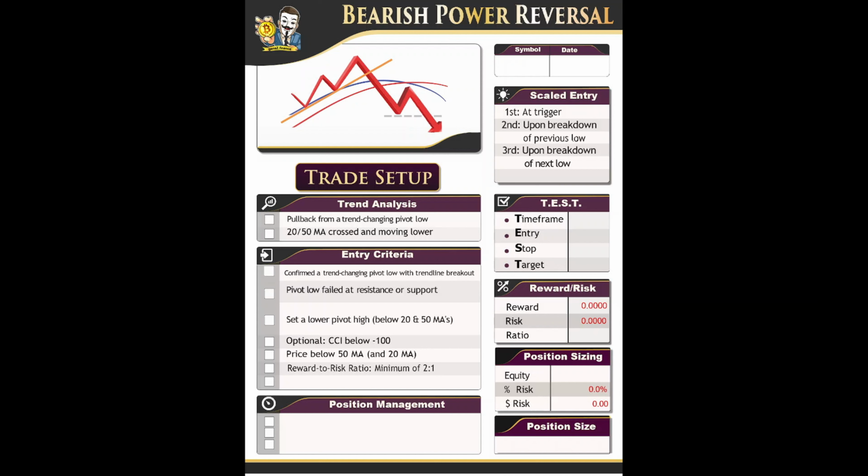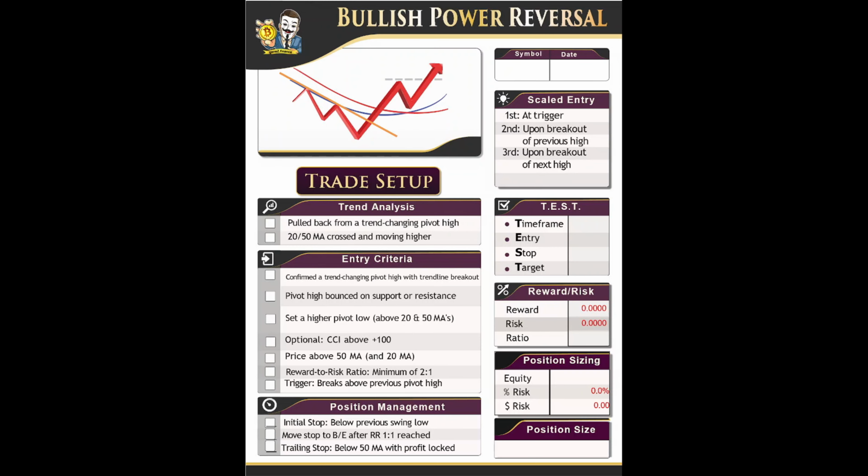We set our reward-to-risk ratio to a minimum of 2-to-1, and the trigger is when price breaks the previous pivot low. About position management, we put an initial stop above the previous swing high. We move the stop to break even after the RR ratio reaches 1-to-1, and we can put a trailing stop above the 50 MA with profit locked. We have the same setup for a bullish reversal that you can see here.